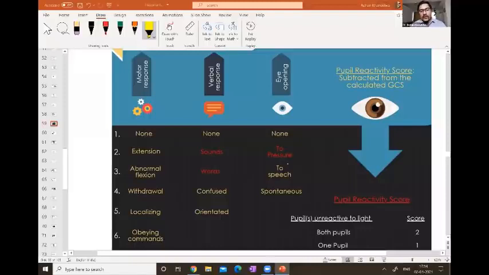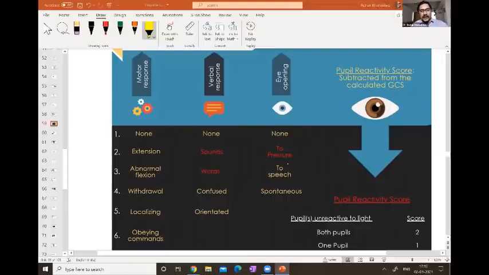Verbal response, 5 is when the patient is oriented, 4 is when the patient is confused, 3 is when the patient is using inappropriate words, 2 is when the patient is making incomprehensible sounds, and 1 is when the patient is not speaking at all. Eye-opening, 4 is spontaneous, 3 is to speech, 2 is to pressure, and 1 is when there's no eye-opening.